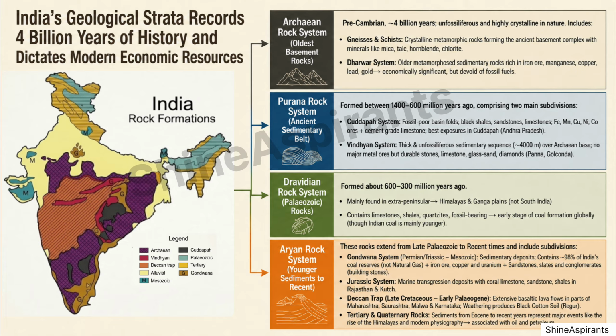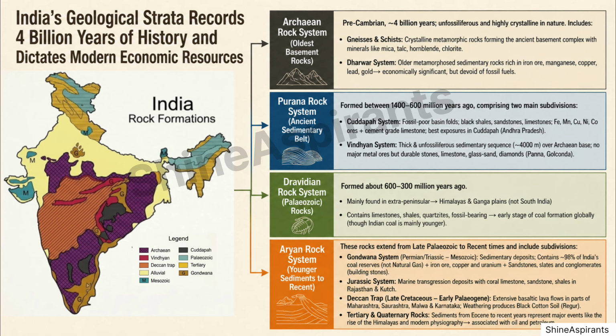It also contains iron ore, copper, uranium, sandstones, slates, and conglomerates. The Jurassic system includes marine transgression deposits with coral limestone found in Rajasthan and Kutch. The Deccan Trap, formed during the late Cretaceous to early Paleogene, consists of extensive basaltic lava flows across Maharashtra, Saurashtra, Malwa, and Karnataka. Weathering of these rocks produces black cotton soil, also known as Reger soil.